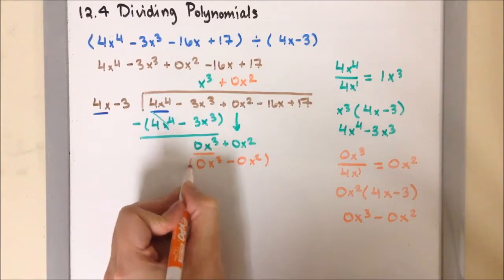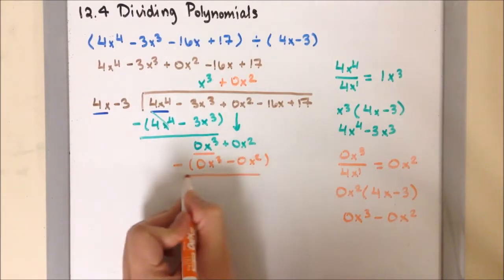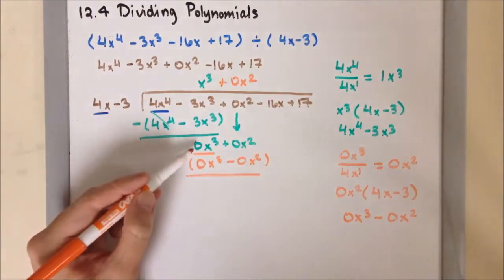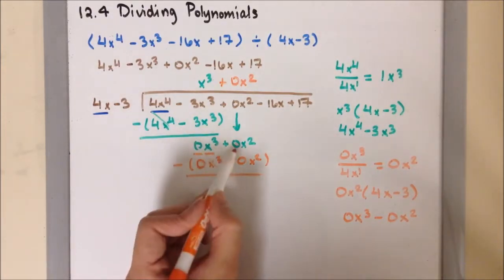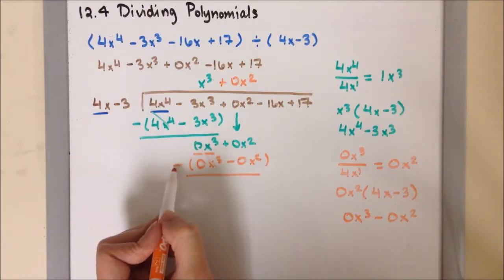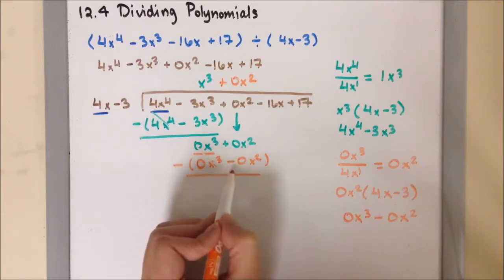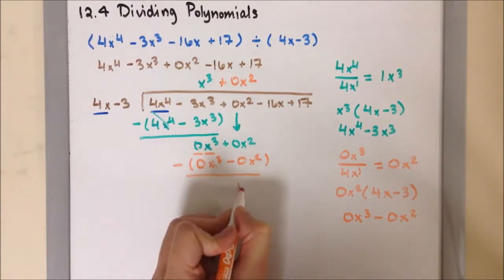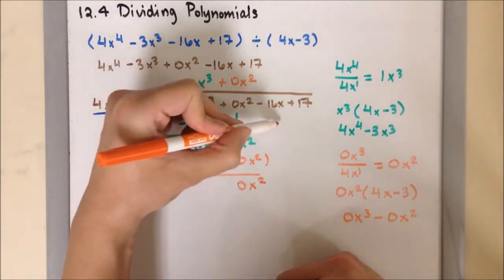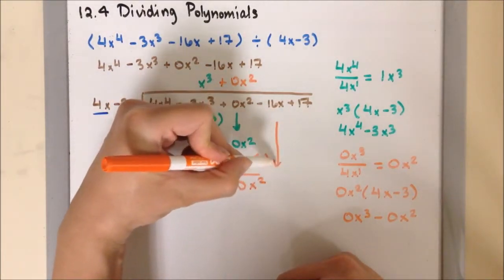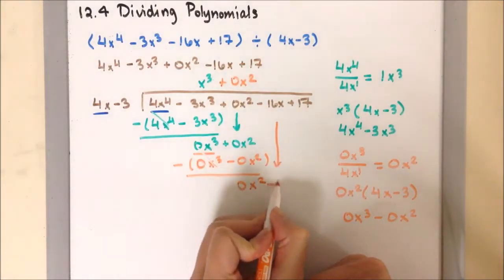Put it in parentheses with the minus, and then repeat the whole process. 0x to the 3rd minus 0x to the 3rd cancel out. 0x squared, and then when I distribute this minus, it will be plus 0x squared. Still going to be the same thing, 0x squared. And then I'm going to bring down the minus 16x.